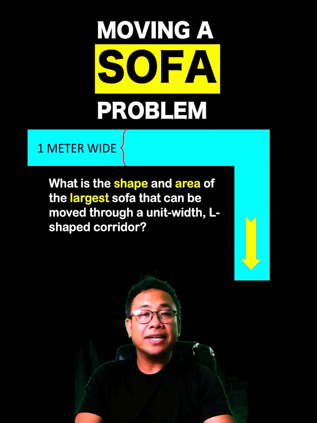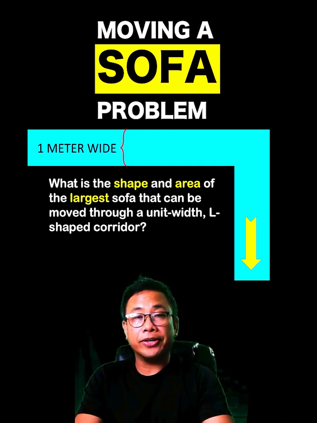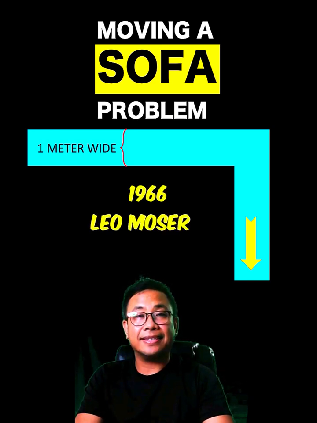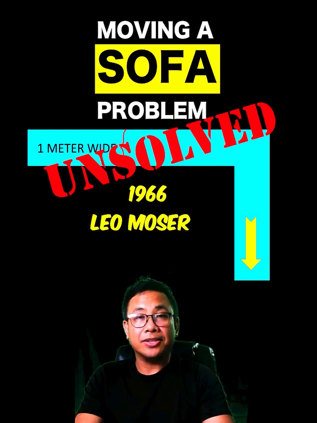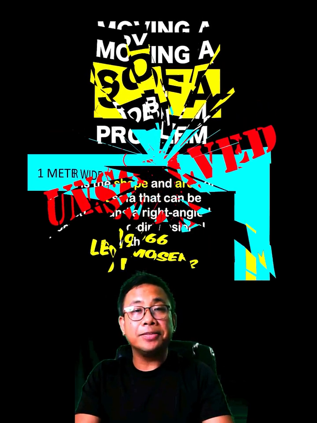So the problem is, what is the shape and area of the largest sofa that can be moved through this unit width L-shaped corridor? And this was the question that was asked by mathematician Leo Moser in 1966. But until now, more than 50 years later, the problem is still unsolved. And you might be the first one to be able to solve this problem. So let's analyze this problem together.